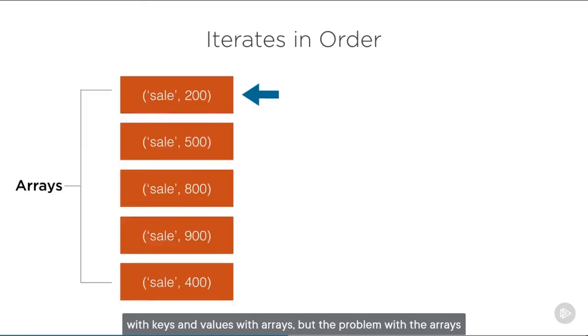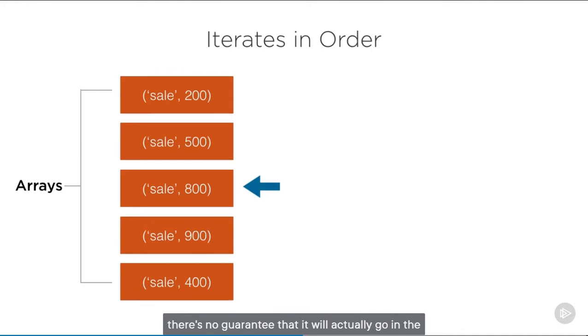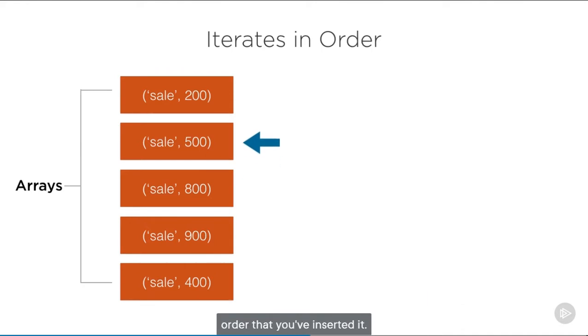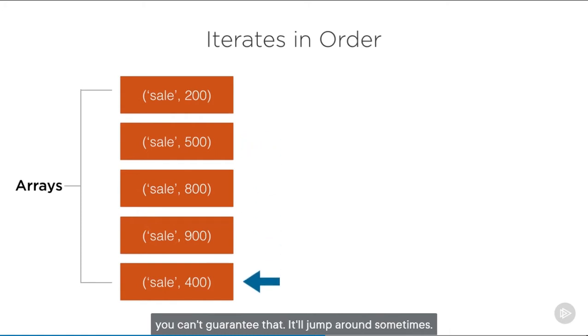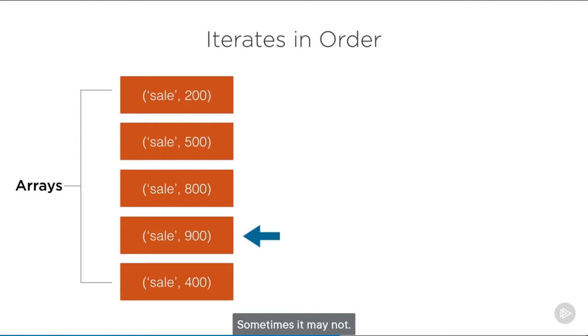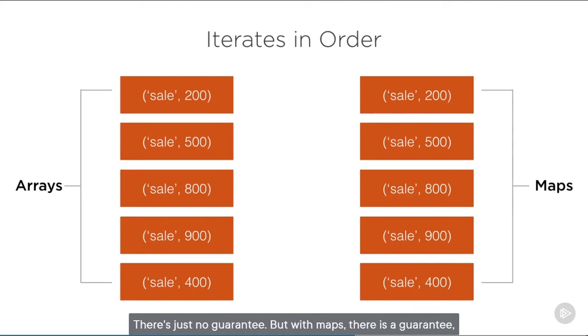An important thing to notate, because you can do something similar with keys and values with arrays, but the problem with arrays is if you try to iterate in order, there's no guarantee that it will actually go in the order that you've inserted it. If you've inserted and you want it to go through that specific order, you can't guarantee that. It'll jump around sometimes. Sometimes it will get in that order, sometimes it may not. There's just no guarantee. But with maps, there is a guarantee and it will go in that insertion order. It'll go one by one and go through all of your different values that you've entered in.